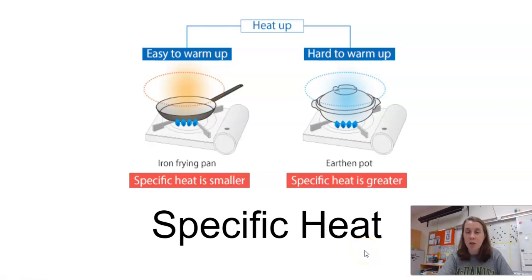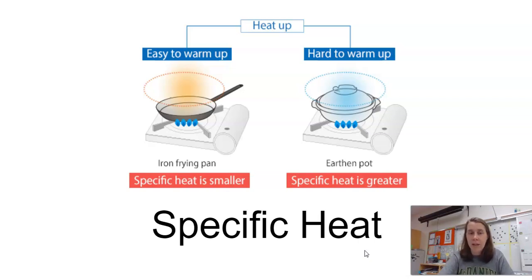Hello, today I'm going to talk to you about specific heat. Specific heat is the amount of heat that's required to raise the temperature of 1 gram of a substance 1 degree Celsius. So what that means is something with a high specific heat takes a lot of heat to change the temperature, whereas something with a low specific heat takes less heat to raise the temperature.